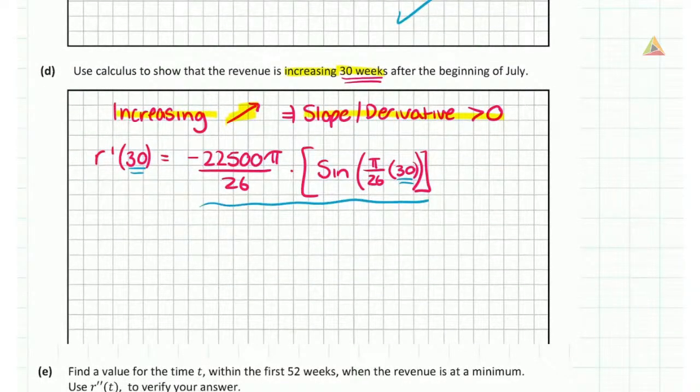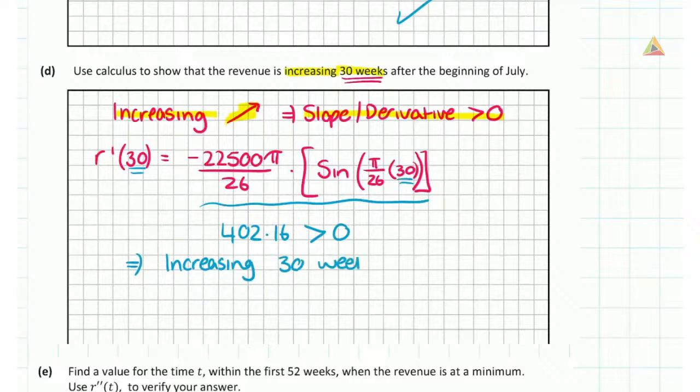When you plug this into your calculator, you should be getting 402.16 or something similar, which all we care about is that it's positive. Okay, so therefore, to answer the question, it's increasing 30 weeks after the beginning of July. So make sure that you're actually concluding, you're actually answering the question. You don't just assume that by finishing it and getting a positive answer that the examiner knows what you're doing. You need to show your work and make sure that you're concluding with your answer.